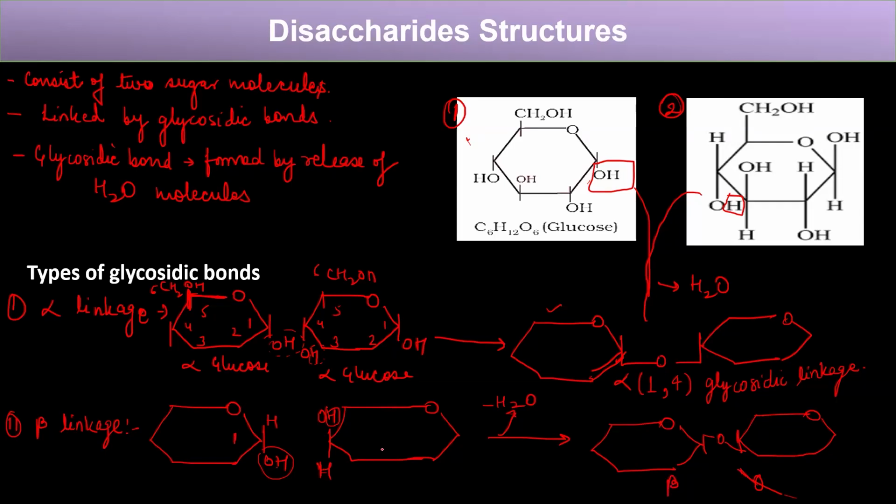And again, this is 1, 2, 3, 4. So this will also form a beta 1,4 linkage, right? So this is how we name the glycosidic bonds. We will see it more in upcoming slides when we draw the structure of disaccharides. Okay. So this is the disaccharide structure.